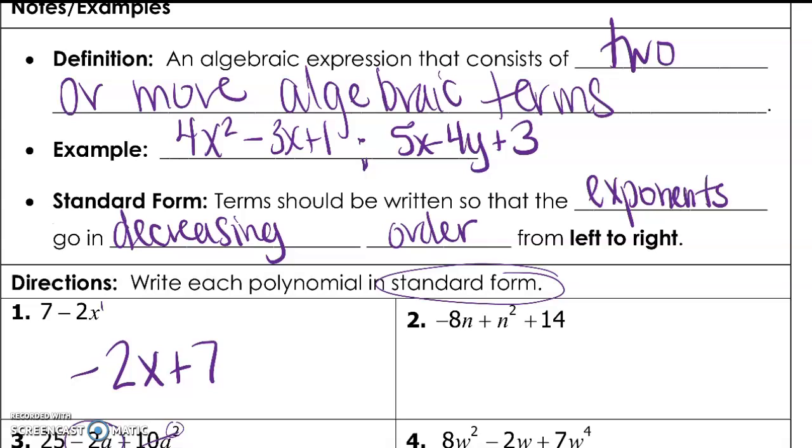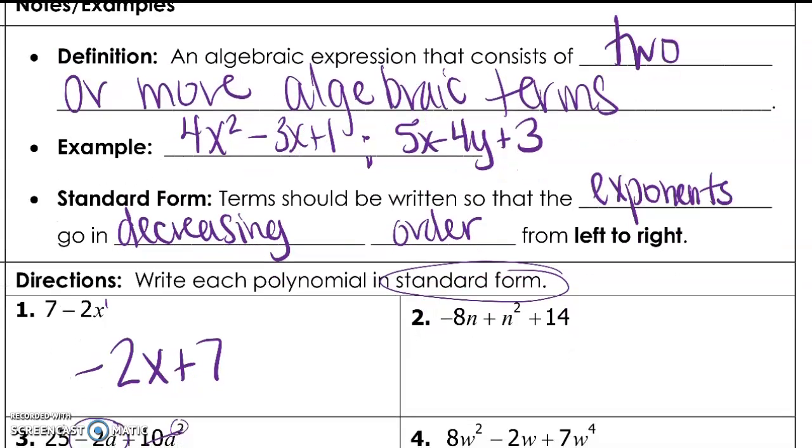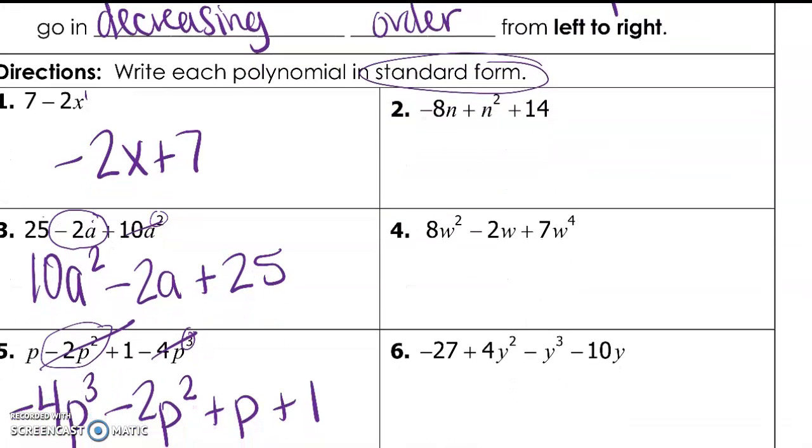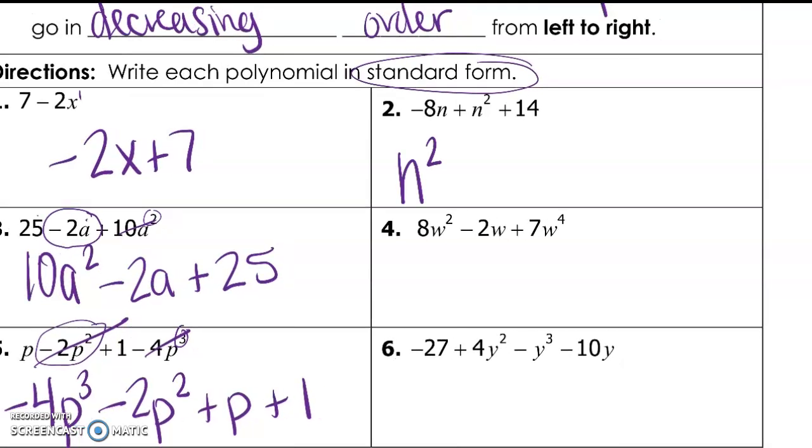This video will be the even problems on page 2-21 and 2-22. So just a reminder, we are putting polynomials, so lots of terms, in standard form, meaning you start with your highest exponent and work your way down. So all we're doing is rearranging in number 2. So we need to start with n squared, then minus 8n, and then plus 14.